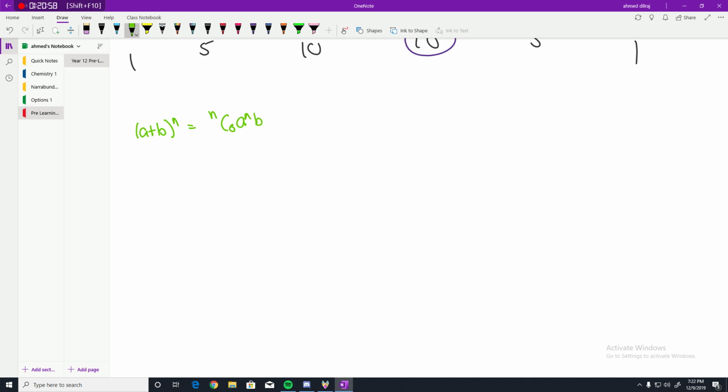A to the n, b to the 0, plus n choose 1, a to the n minus 1, b to the 1, plus n choose 2, a to the n minus 2, b squared, plus... plus n choose n minus 1, a, b to the n minus 1, plus n choose n, b to the n, right? Does that make sense?